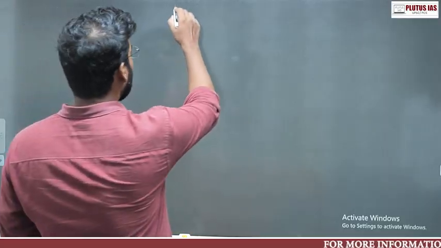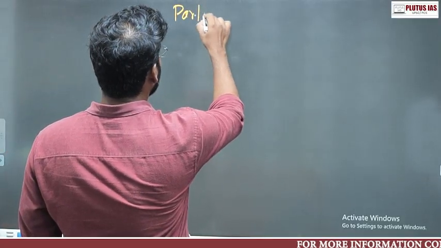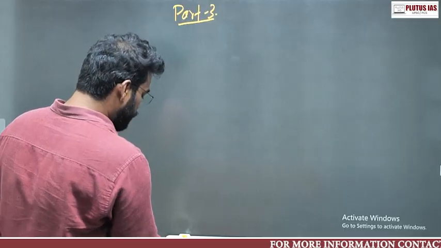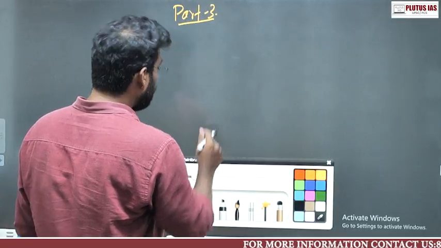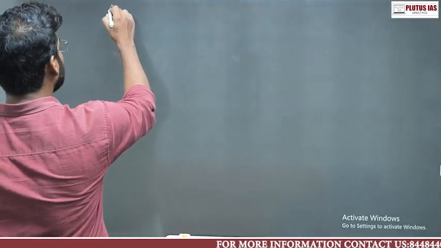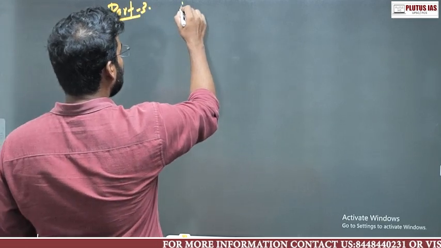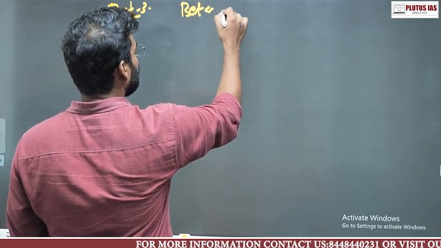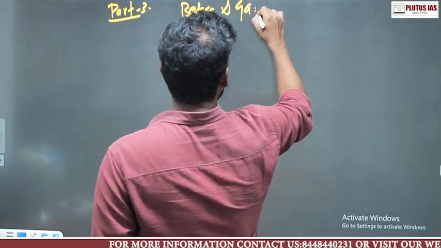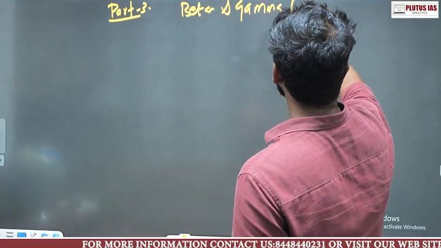So we were doing beta and gamma functions under the series of improper integrals. So this is part 3 of improper integrals, beta and gamma function.